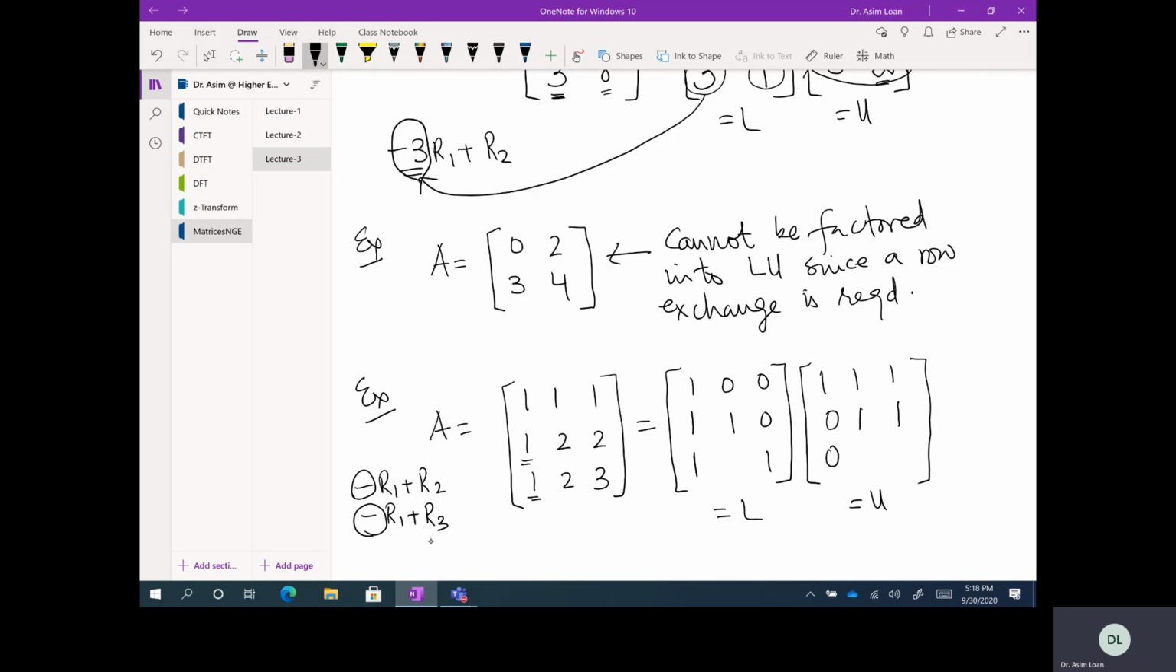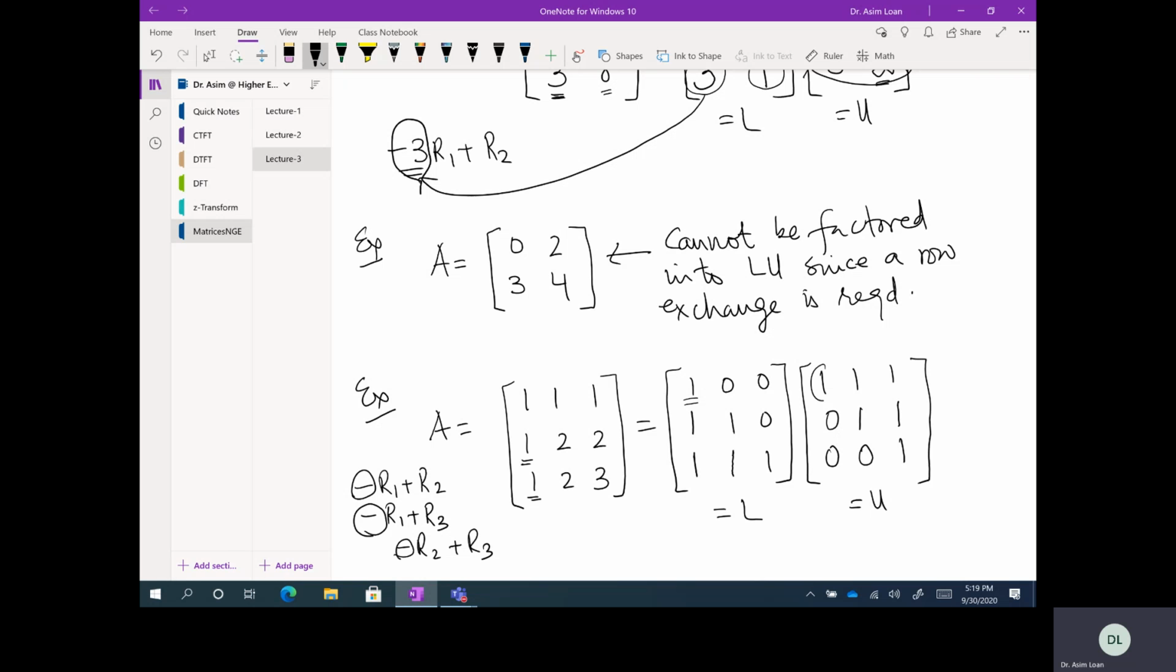So the third step I want to do is minus R2 plus R3. So when I do minus R2 plus R3, this will be 0, and this will be 1. And because of this minus 1, this will also be plus 1. And if I multiply this out, what do I get? So I pick the first row, which is 1, 1, 1. I add the first 2 rows, 1, 2, 2. Then I add all 3 rows, so 1, 2, 3. Okay.